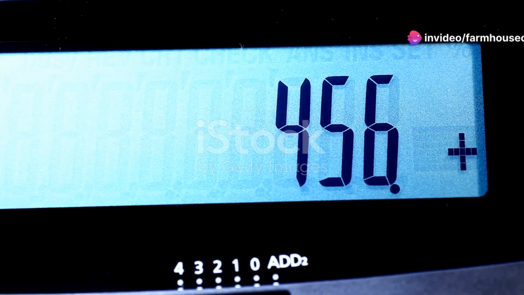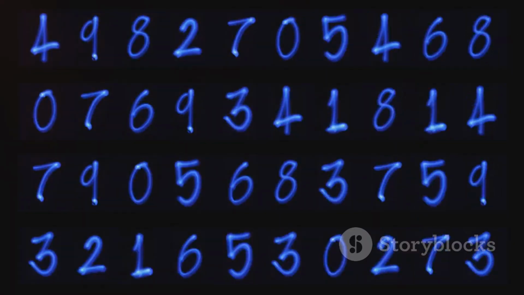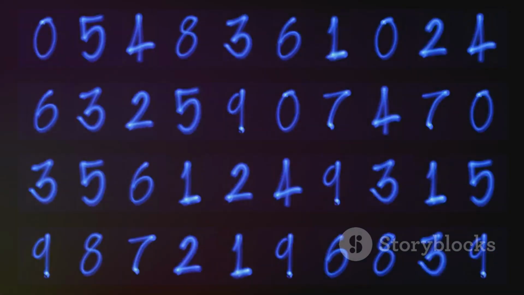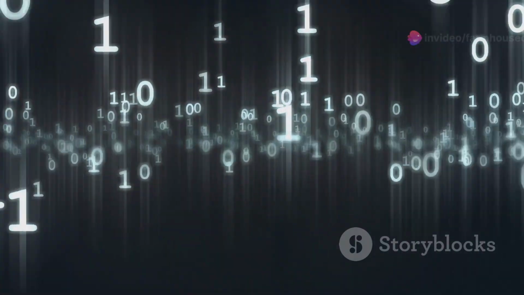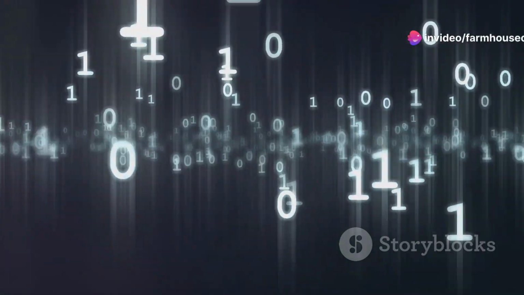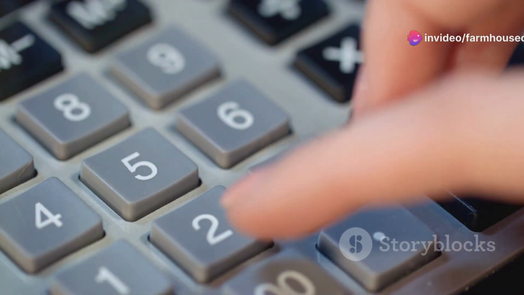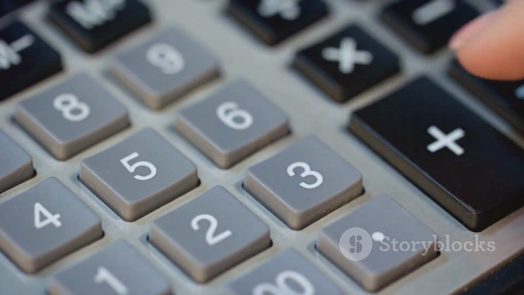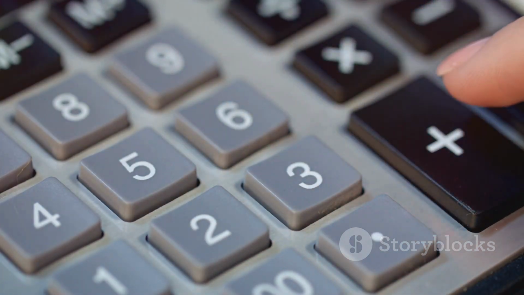Decimal, the number system we use in our everyday lives, is a base 10 system. It uses 10 distinct digits: 0, 1, 2, 3, 4, 5, 6, 7, 8, and 9. Each position in a decimal number represents a power of 10. For example, the number 256 represents 2 times 10 to the power of 2, plus 5 times 10 to the power of 1, plus 6 times 10 to the power of 0.